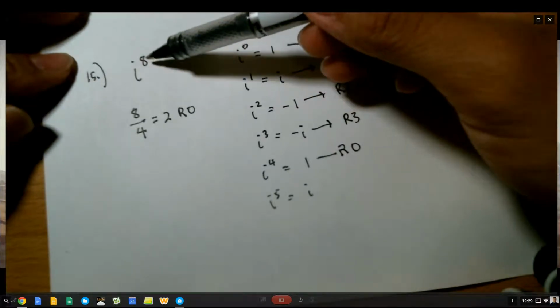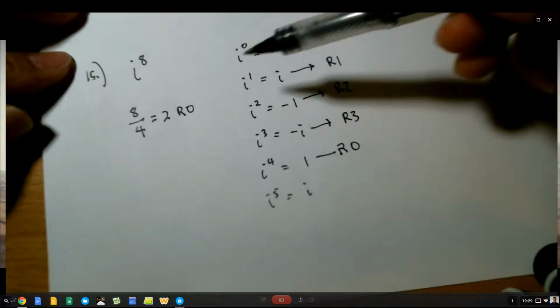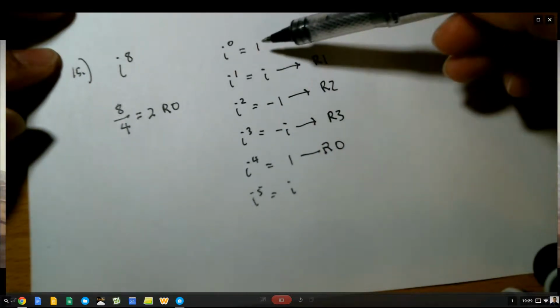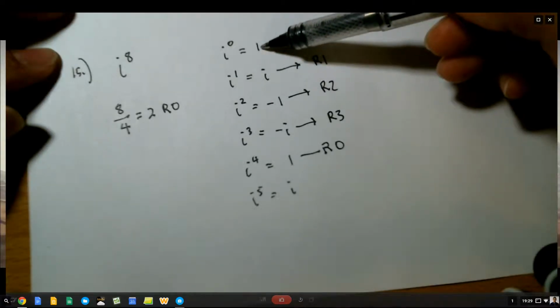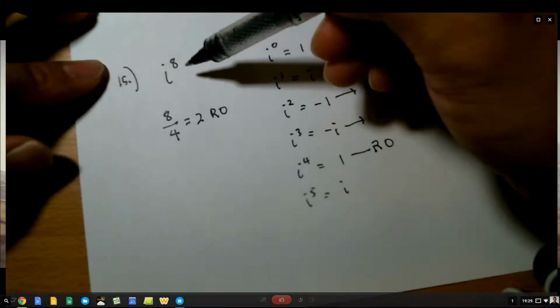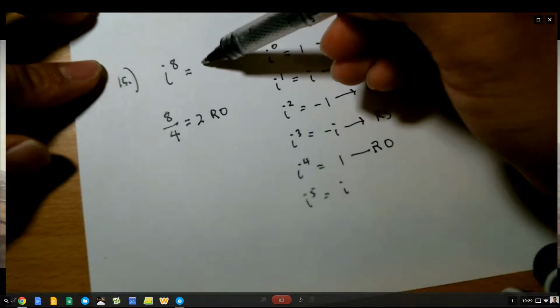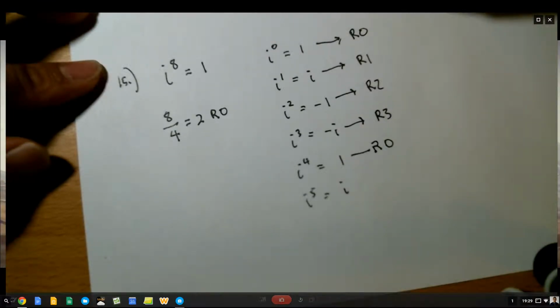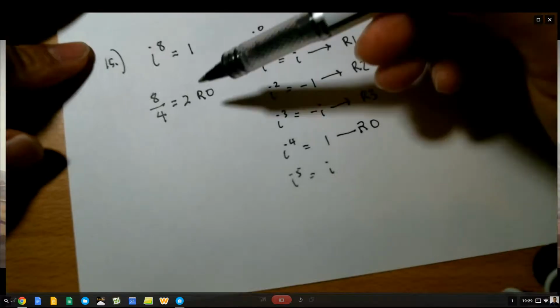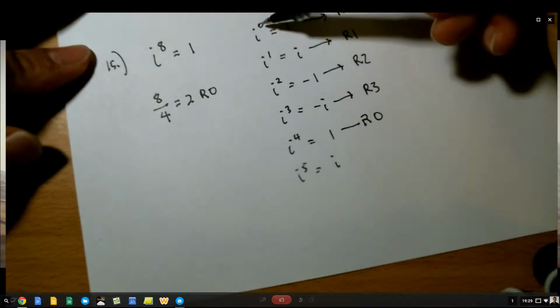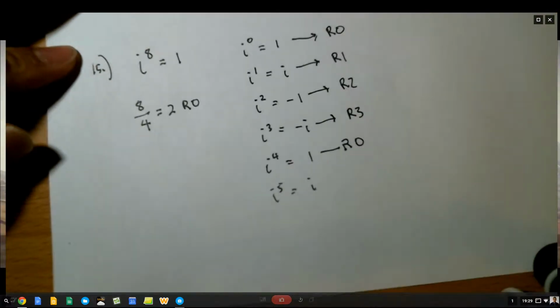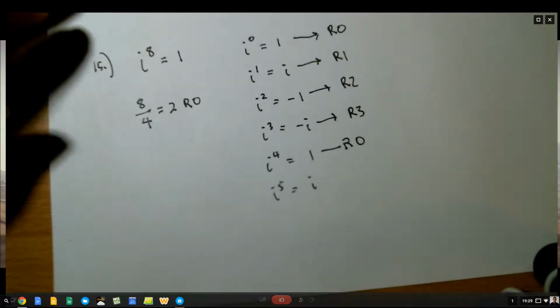So i to the 8th, we have a remainder 0. What that means is our answer is 1. So i to the 8th, another way to write it, simplify it, is just 1. Because it's equivalent to i to the 0th power. Okay, so that's number 15.